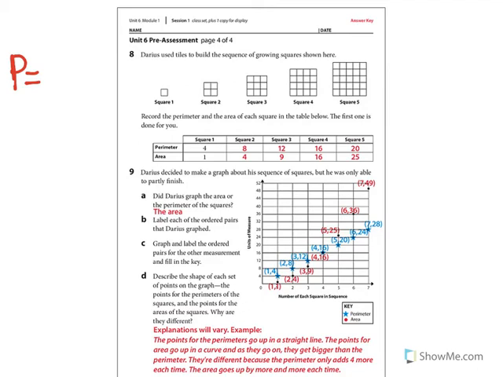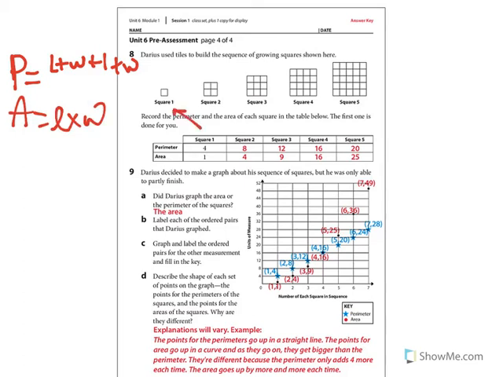It's the distance around the outside, so it would be the length plus the width plus the length plus the width. And then I'm thinking area. Area is length times width, okay? Perimeter and area. The first one is done for you.